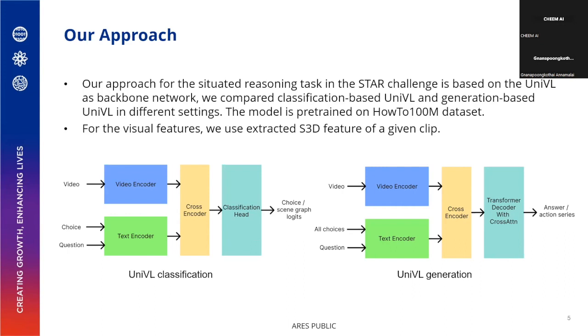For the visual features, we extract S3D features from the original videos and pass them to the video encoder. For the text, we concatenate the choice with the question and pass it to the text encoder. For the classification approach, we apply the classification head to predict the answer. We can also use it for scene graph prediction. For the generation approach, we simply replace the classification head with a transformer decoder with cross attention to the cross encoder, so that we can directly decode the answer as text. Also, we can use it to decode the action series.